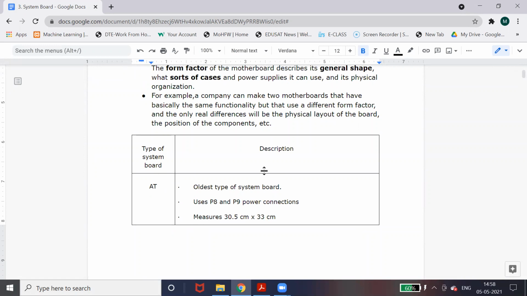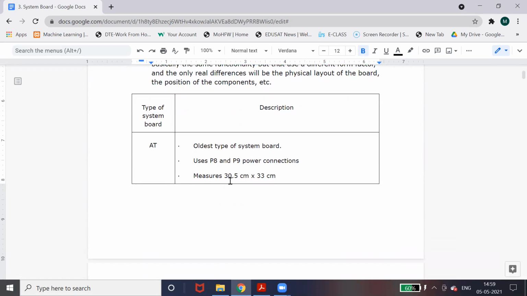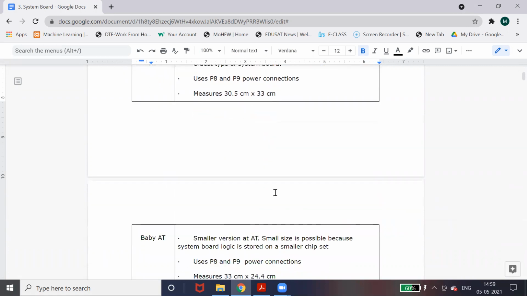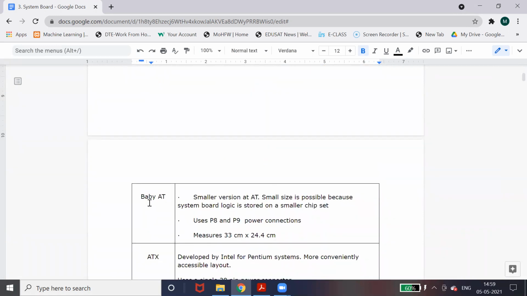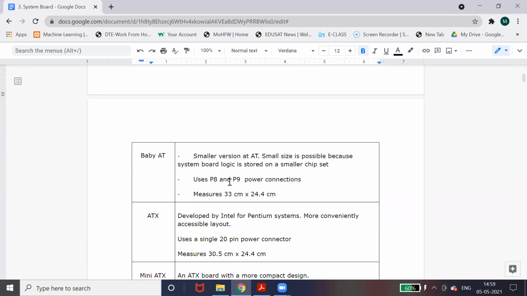Now AT, as you can see in the description, is the oldest type of system board. It uses P8 and P9 power connections, and its size is 30.5 centimeters to 33 centimeters. The second type is baby AT, a smaller version of AT, as the name indicates. The pins are the same P8 and P9 pins, and it measures around 33 by 24 centimeters.